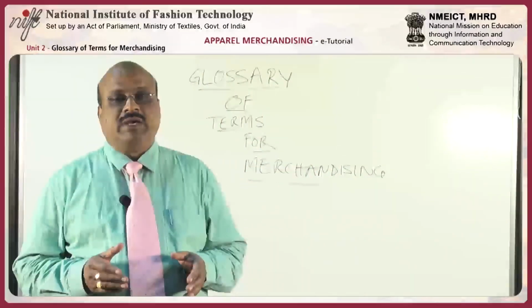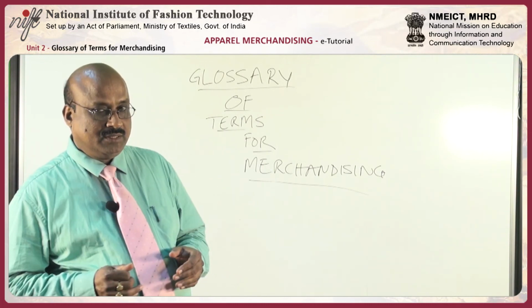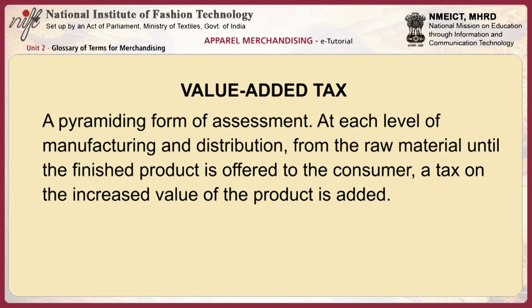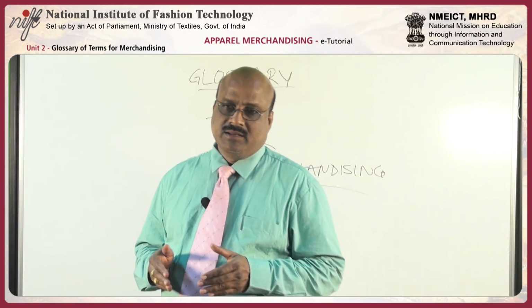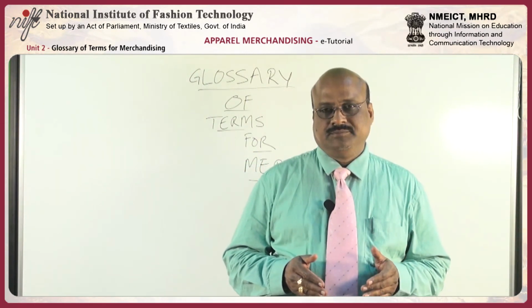Next term is value added tax, VAT. It is nothing but a pyramiding form of assessment at each level of manufacturing and distribution, from raw material until the finished product is offered to the consumer. A tax on the increased value of the product is added. Instead of keeping tax at every stage, it is only on the value addition. The tax is basically on what is the value added at that stage. Only on that part the tax is added. So that is called value added tax.